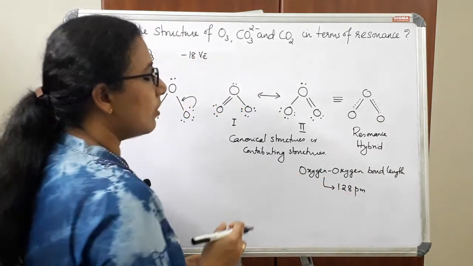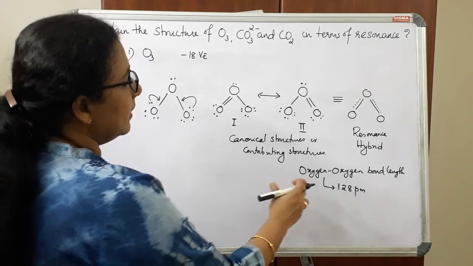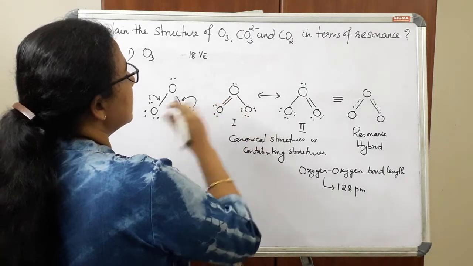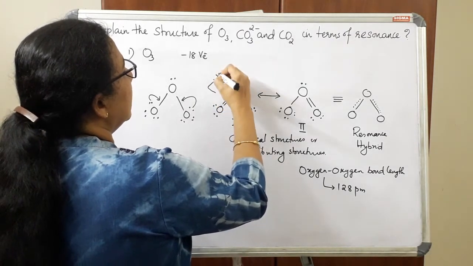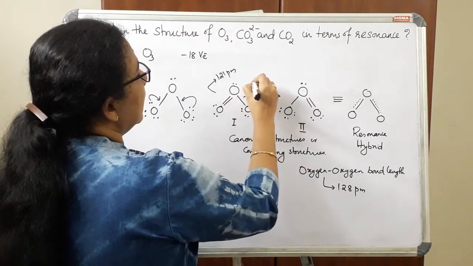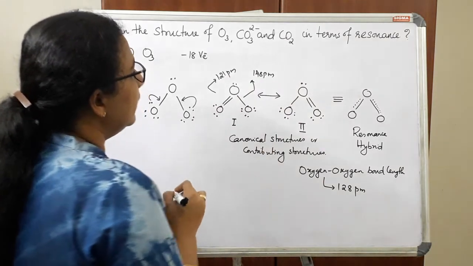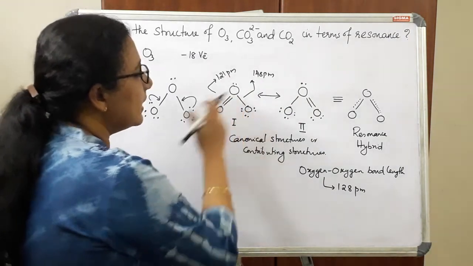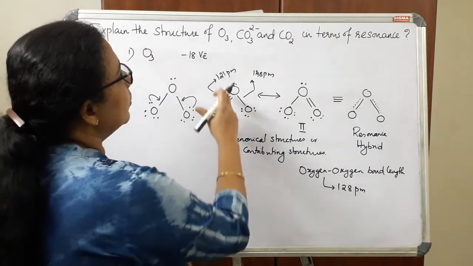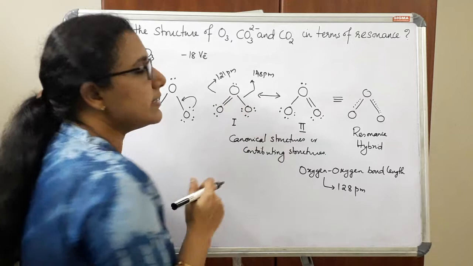Actually, the oxygen bond length has been determined as 128 picometer. So if we are drawing this structure, this oxygen double bond has 121 picometer, and the oxygen single bond has 148 picometer. So if there is a double bond and a single bond between oxygen atoms, the bond lengths will be 121 picometer and 148 picometer. That means there is a difference in the bond length.